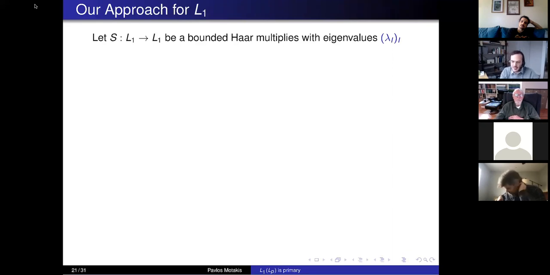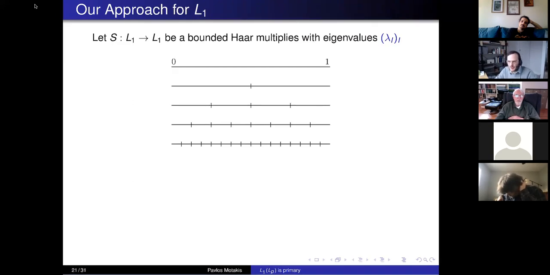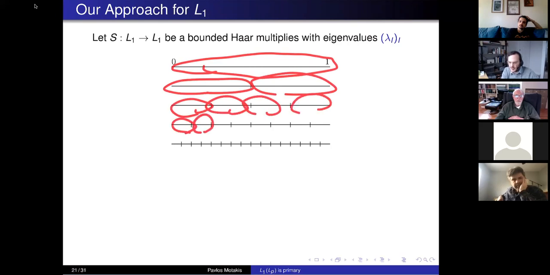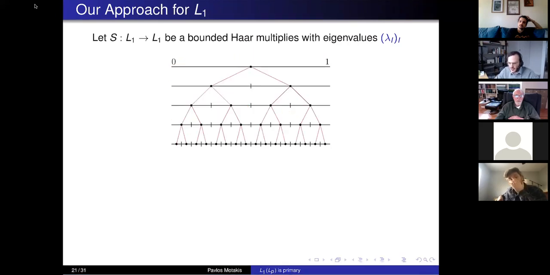So let's start with an arbitrary Haar multiplier in L1, and let's assume we know its eigenvalues. So it's these lambda i's. What I want to do is represent the Haar system, which is defined over the dyadic intervals, as a tree. And just looking at this picture here, the tree is pretty obvious. So here's a dyadic interval, here's another one, and so on and so forth. And you can already see the tree structure. So the tree structure is this here. So you just draw down the tree.